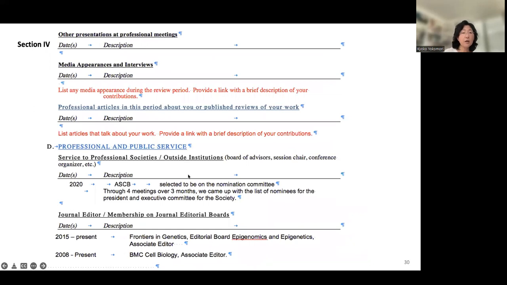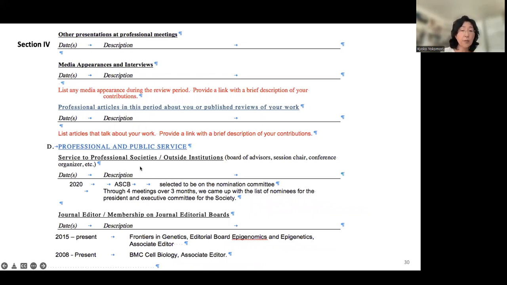And then if you are invited to give comments or asked to do interviews, you can put it here. You do not go into the details of the content, but just provide dates and a short description of who invited you to do this. Also, if your research articles were highlighted in some commentary or review articles, you can list it here.